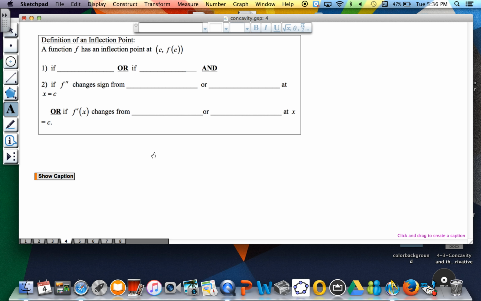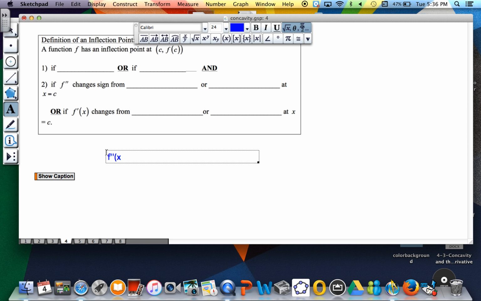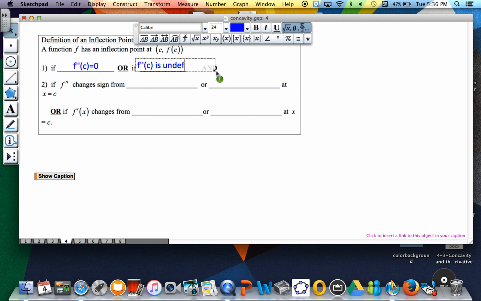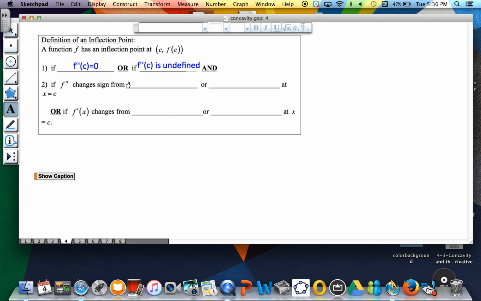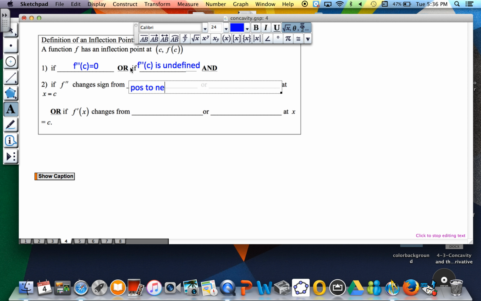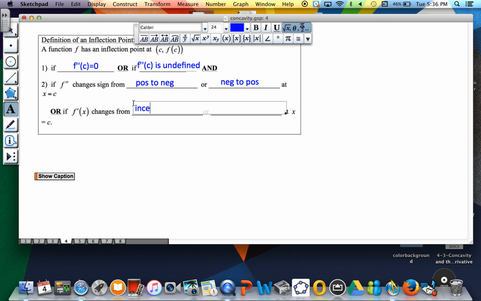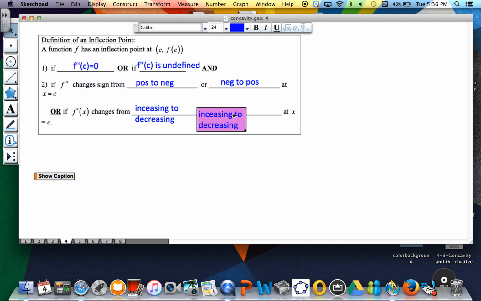If the function f has an inflection point at c, f of c, so notice you're going back to the original. If f double prime of c is equal to 0, or f double prime of c is undefined, and that's a huge and, if f double prime changes from positive to negative, or negative to positive, or if f prime changes from increasing to decreasing, or decreasing to increasing.